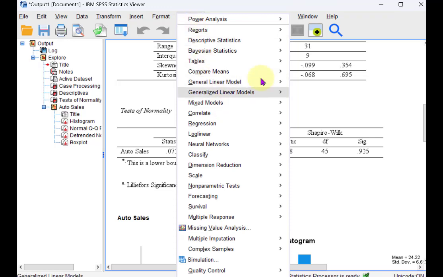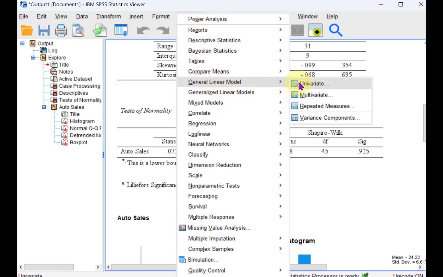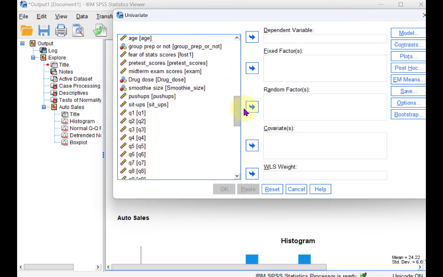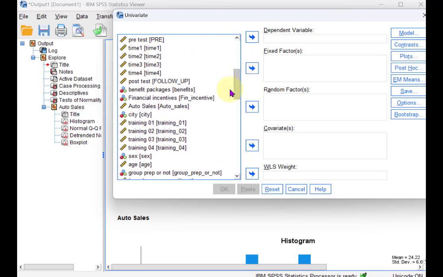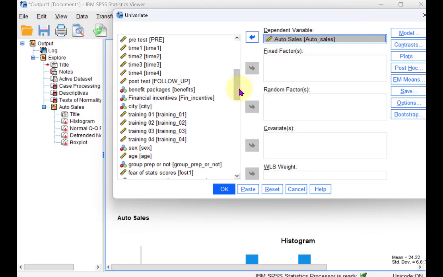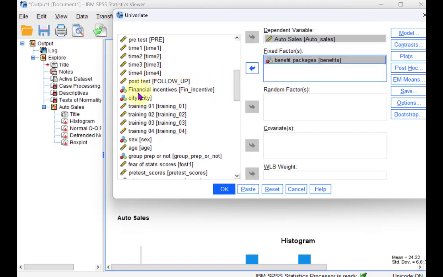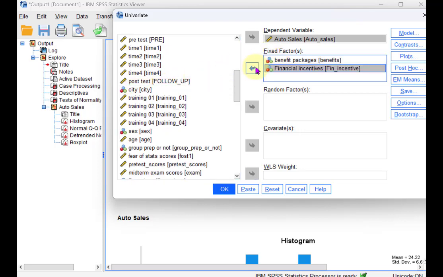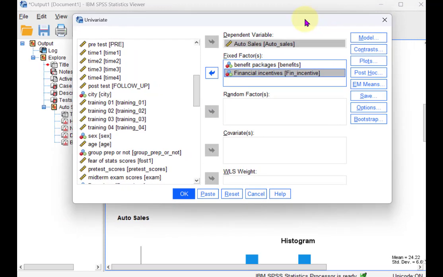We go to Analyze, General Linear Model. Univariate means one DV, and our DV is auto sales. And just down here somewhere. There it is. And our factors are benefits package and financial incentives. We're going to look at the different options they have here in a second.